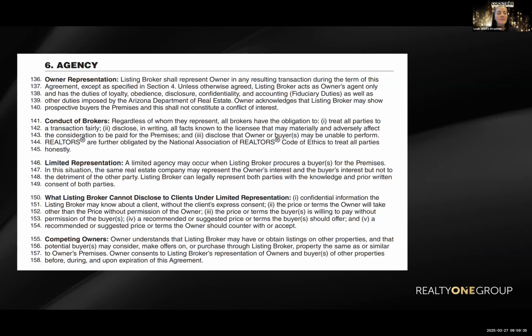All right. Listing broker shall represent owner in any resulting transaction during the term of this agreement, except as specified in Section 4. Unless otherwise agreed, listing broker acts as owner's agent only and has the duties of loyalty, obedience, disclosure, confidentiality, and accounting, your fiduciary duties, as well as other duties imposed by the Arizona Department of Real Estate. Owner acknowledges that listing broker may show prospective buyers the premises, and this shall not constitute a conflict of interest. So right off the bat, we're already indicating that dual agency, limited representation specific to just me as the listing agent, may occur. They are aware of that. They are aware of what their fiduciary duties owed to them are, and ultimately that they are saying yay or nay to that.